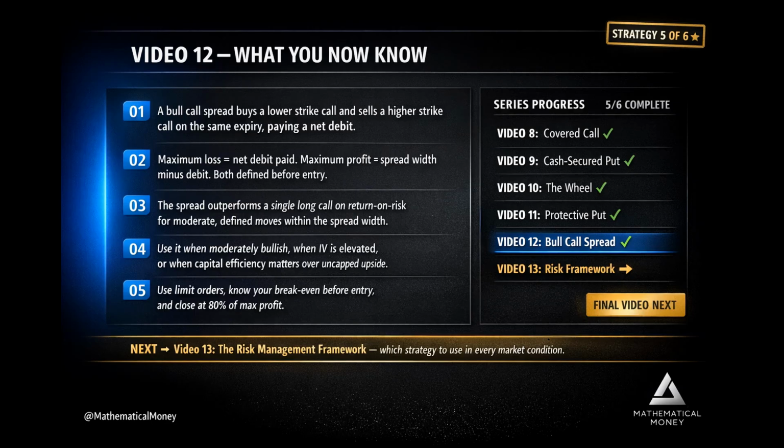Here is what you now know and can now do. 1. The bull call spread buys a lower strike call and sells a higher strike call on the same expiry, paying a net debit. 2. Maximum loss is the debit paid. Maximum profit is spread width minus debit, both known before entry.